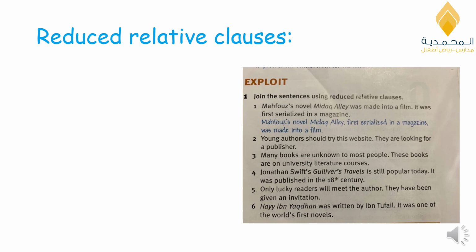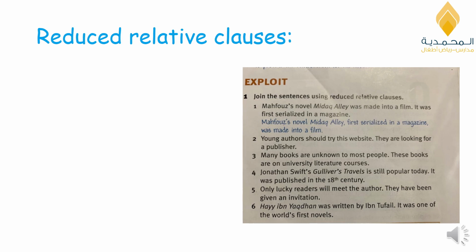In general, this sentence was what? Mahfouz's novel Midaq Alley, which was first serialized in a magazine, right? I have to remove the subject relative pronoun and the verb to be, which was. And I have to continue: first serialized in a magazine, was made into a film. Clear? Number two, young authors should try this website. They are looking for a publisher. How can I do this sentence?